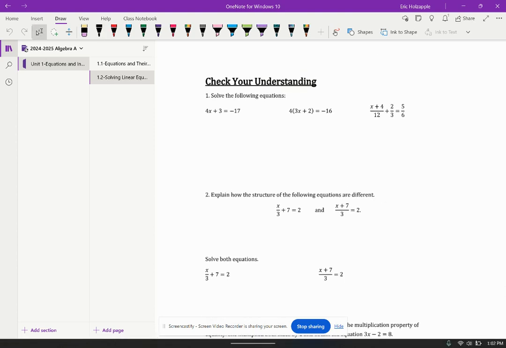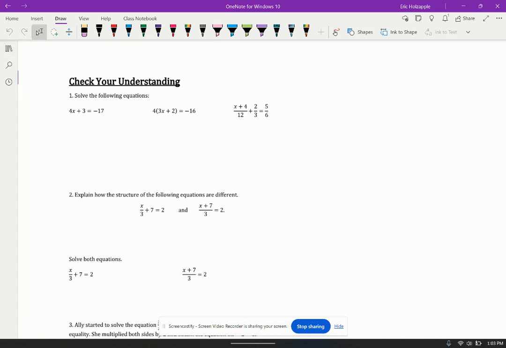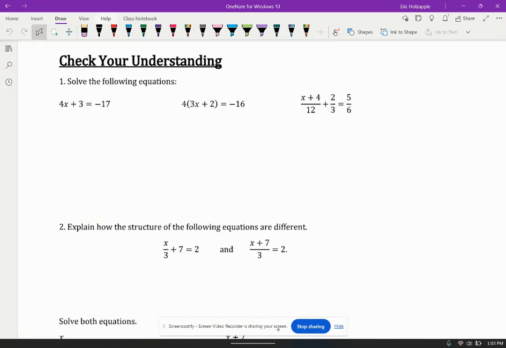For Unit 2's homework, we're going to work on solving some equations. In the first problem, we need to get x by itself. So the first thing we're going to do is subtract our 3 on both sides.